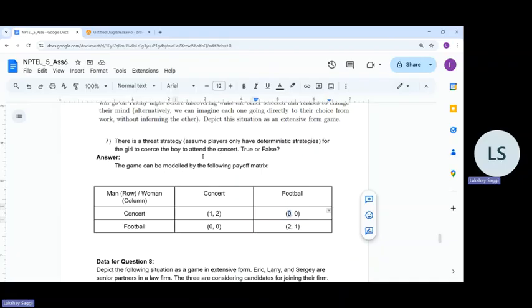So if the woman wants to make the man attend the concert, she just has to give a threat that she will be going to the concert no matter what happens. And in that case, the man will have to follow suit and go to the concert also.